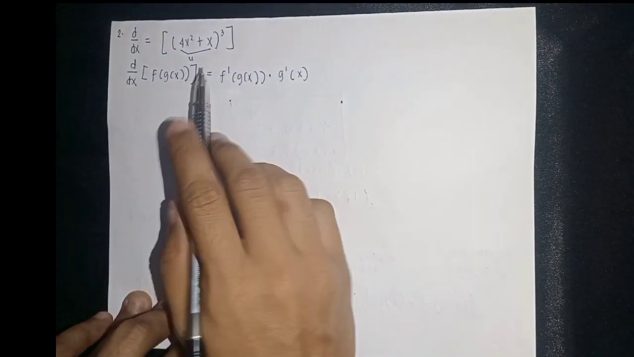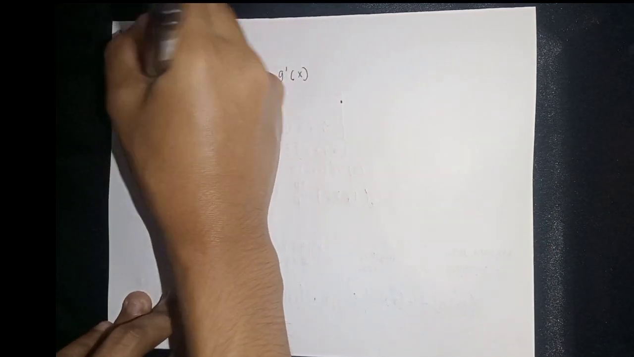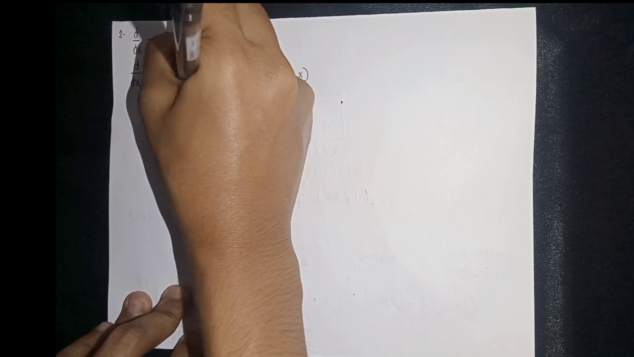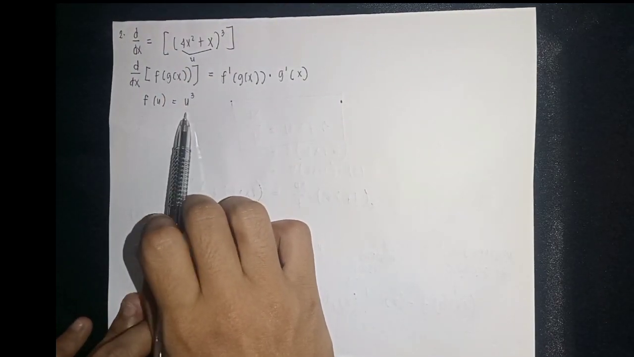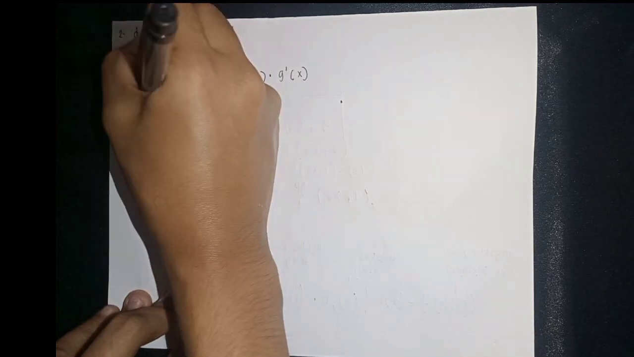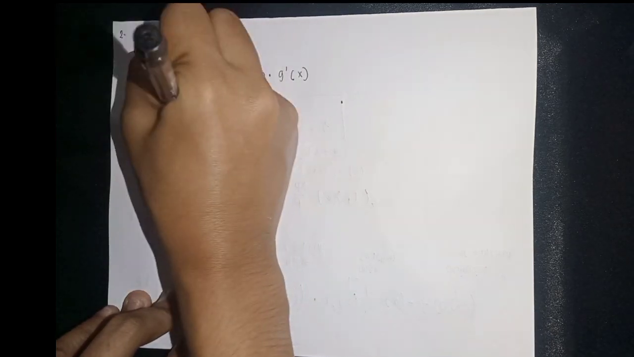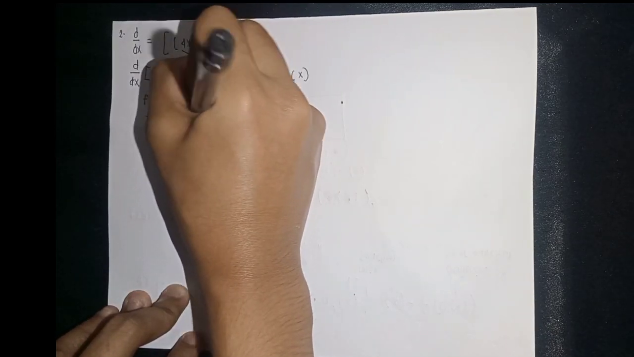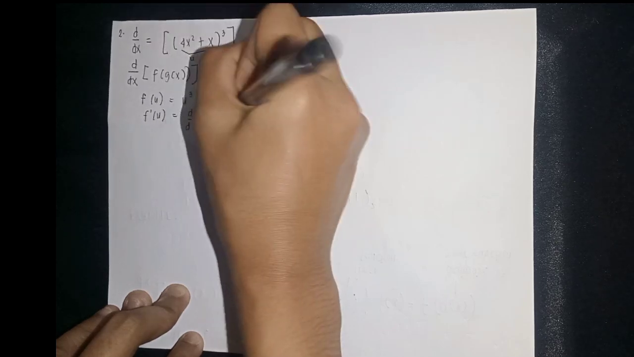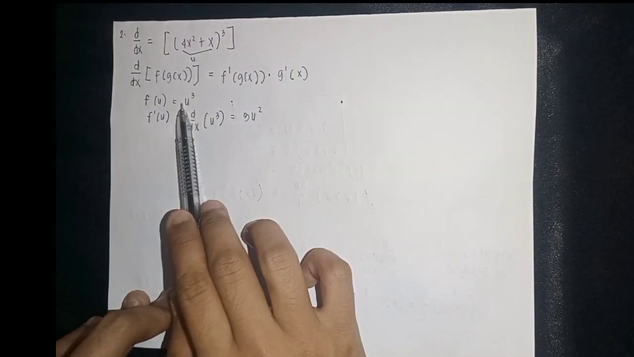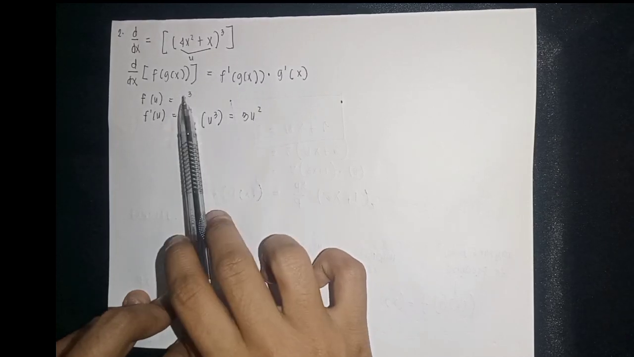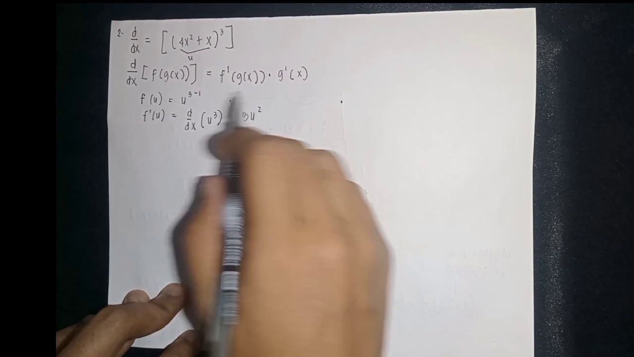So we have to write the formula first. So for our f prime, which is the outer function, we have u cubed. So the derivative of u cubed is equal to 3u squared. It is because, let's bring down the 3. So 3, then minus 1. 3 minus 1 is definitely 2.